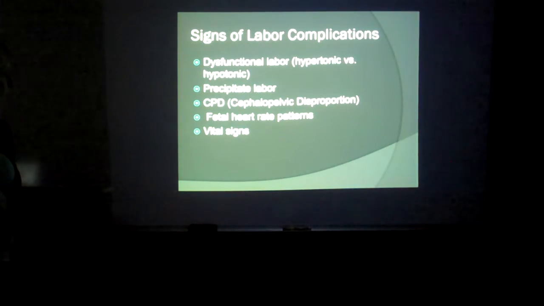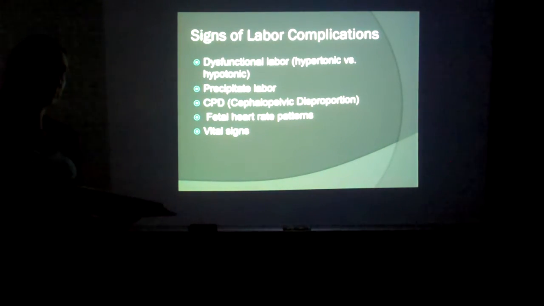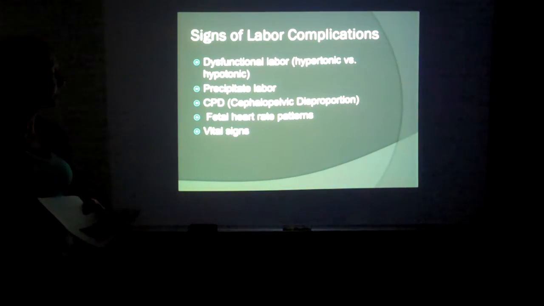A precipitous labor, or a precip, means very fast, so usually less than 3 hours. A lot of these babies are born without the doctor or the caregiver present. The nurses are the ones catching these kiddos. Most of these deliveries go fairly easy. However, they're at greater risk a lot of times for postpartum hemorrhage, so that's why it's under labor complications.